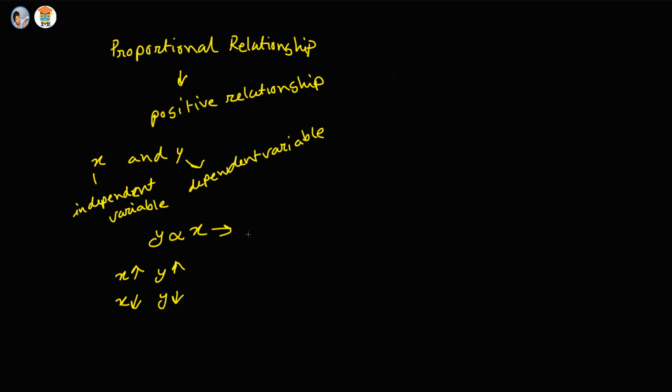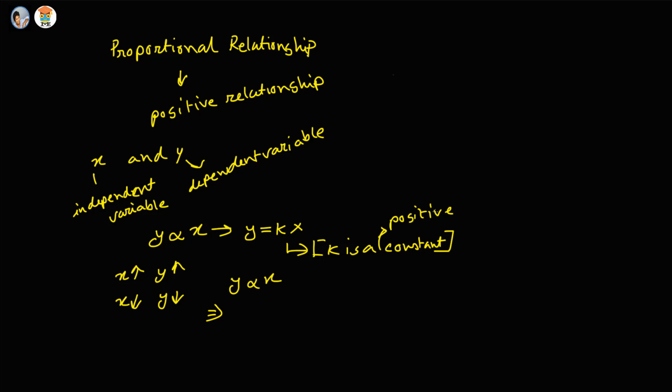This relationship here can be expressed as a function. We can write y is equal to kx, where k is a constant. For example, say y is proportional to x. Here k should be a, not just a constant, a positive constant.